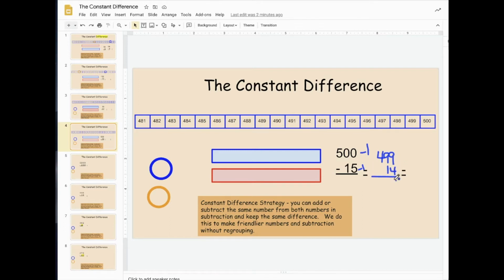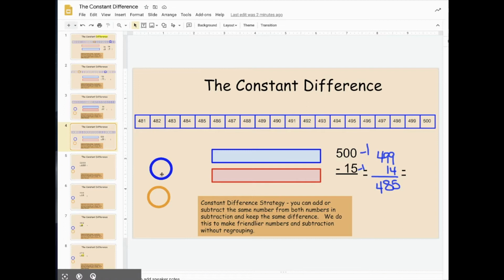9 minus 4 leaves me 5. 9 tens minus 1 ten leaves me 8 tens. 4 hundreds minus no hundreds leaves me 400. All right, so this is my answer using the constant difference.